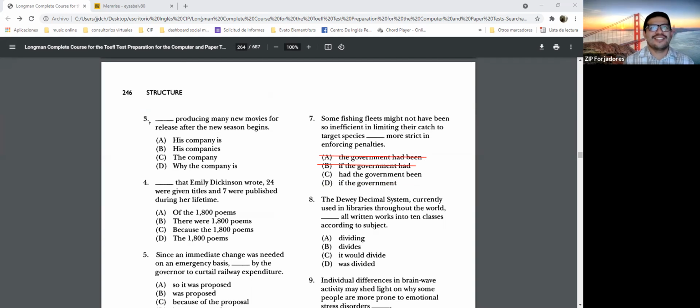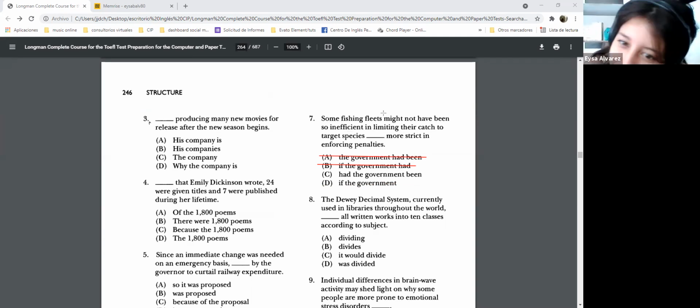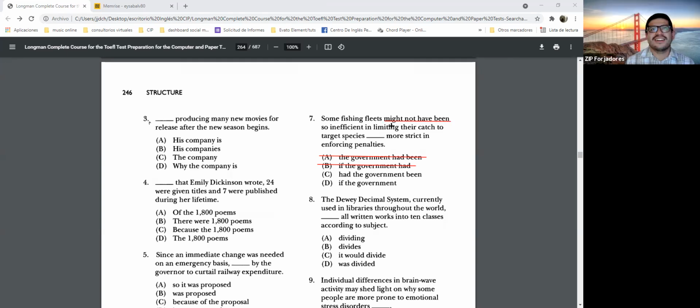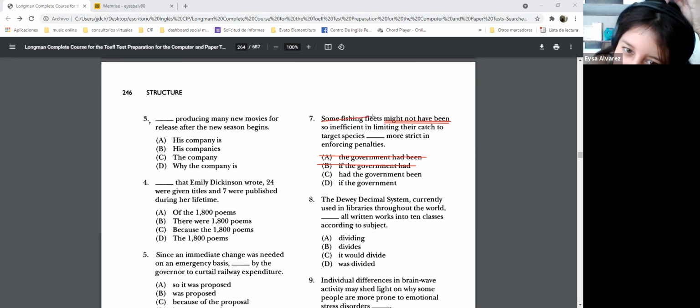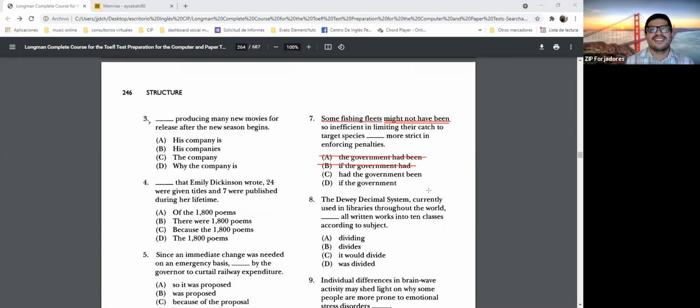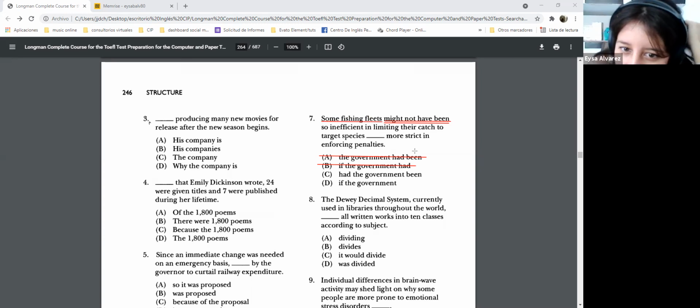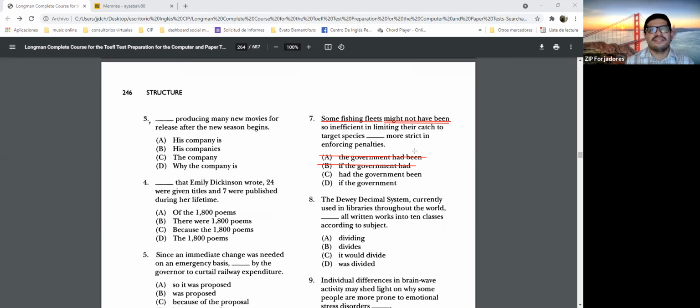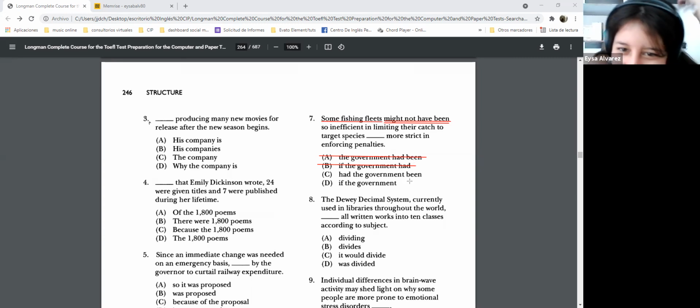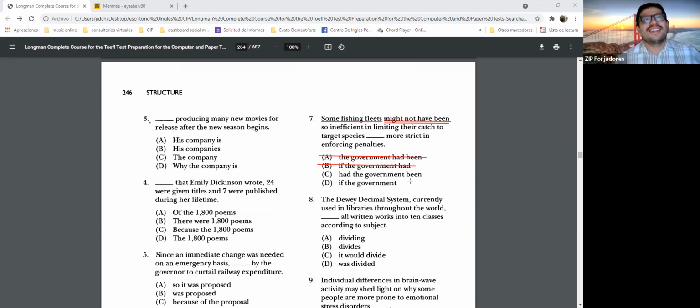Okay, so let's try to analyze it. So first, subjects and verbs. Okay, the action is might not have been. Yes, okay, and the subject, some fishing fleets. That's right, very good. In limiting. Don't you have another subject or another verb? Considering species. No. In limiting their catch. Okay.